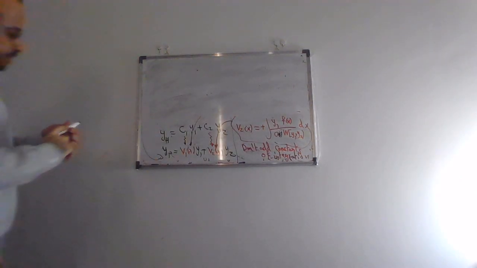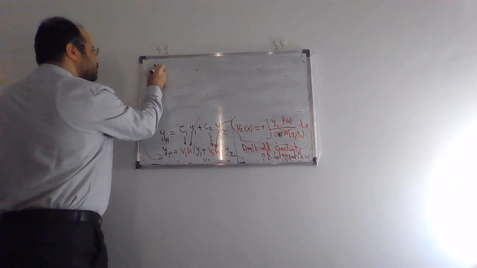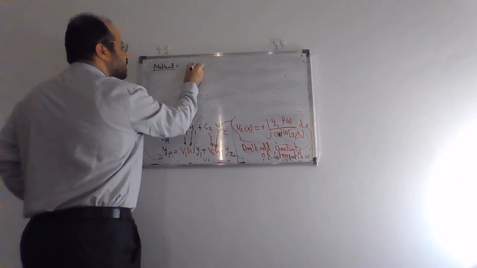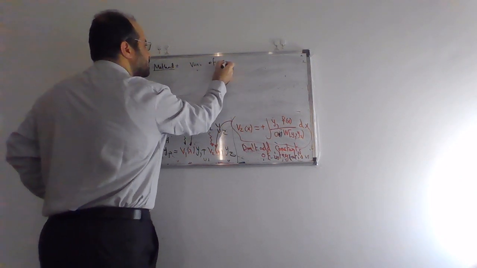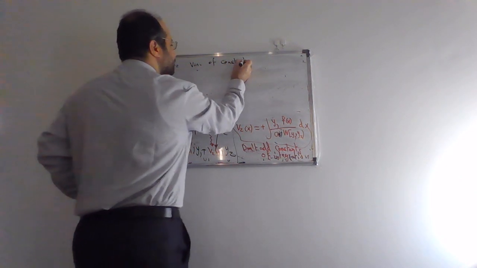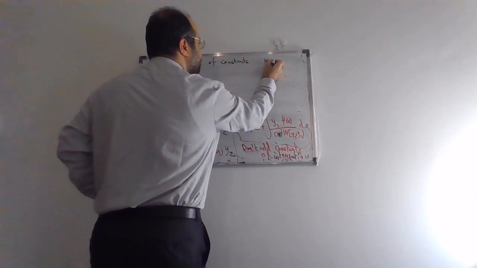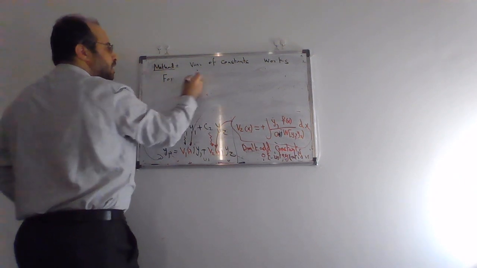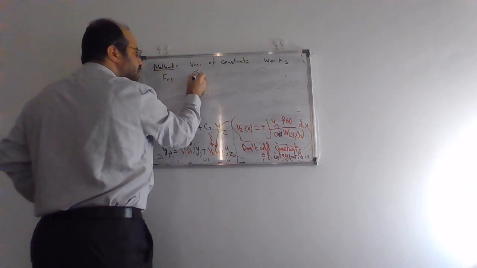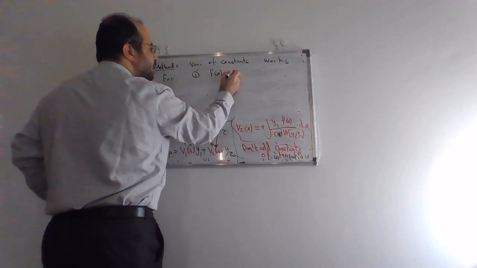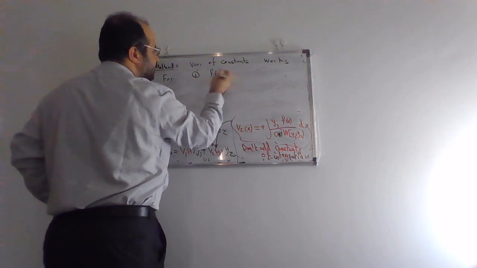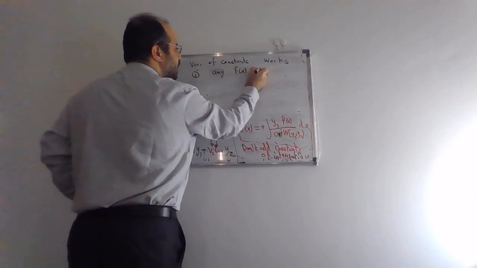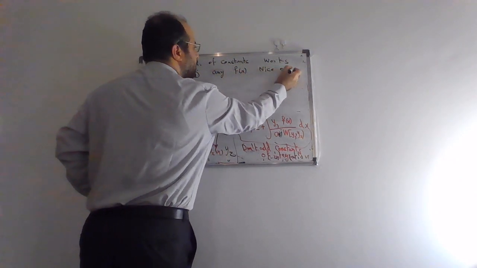So method 2, which is variation of constants, works for number 1, f of x, nice or not nice, any f of x, nice or not nice.